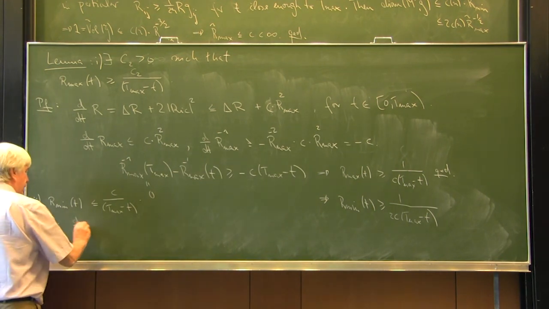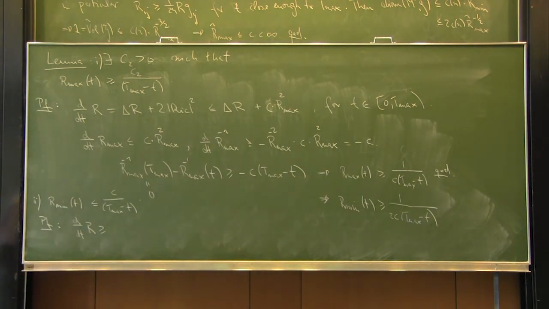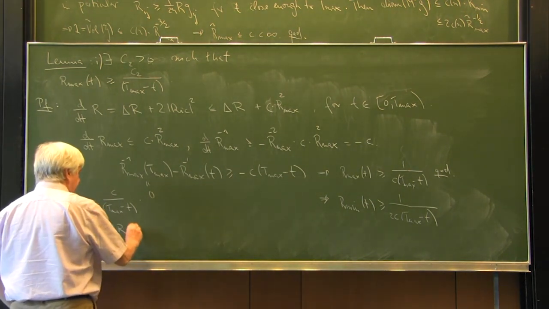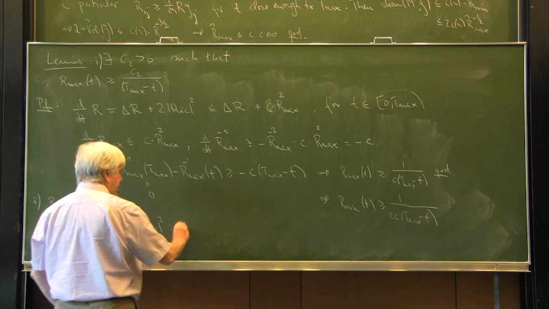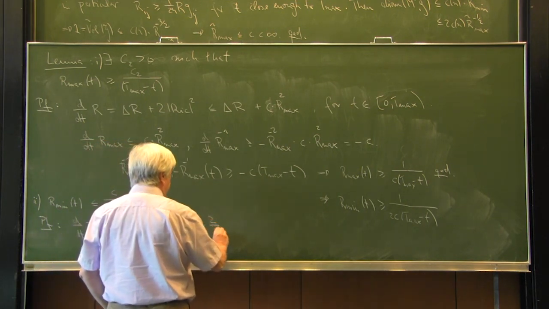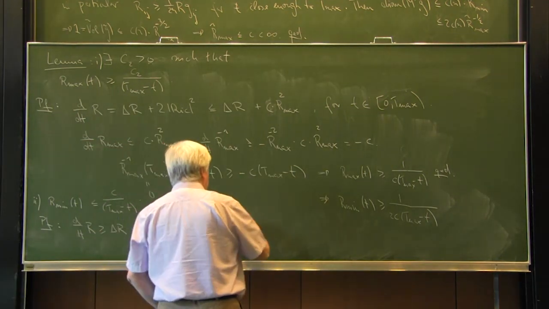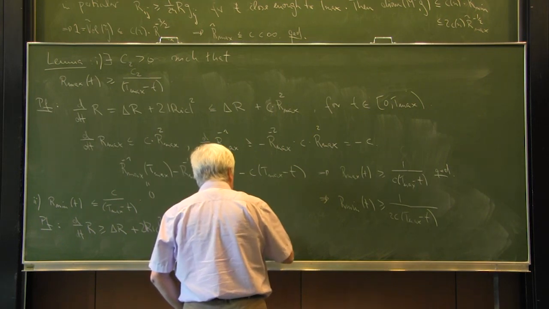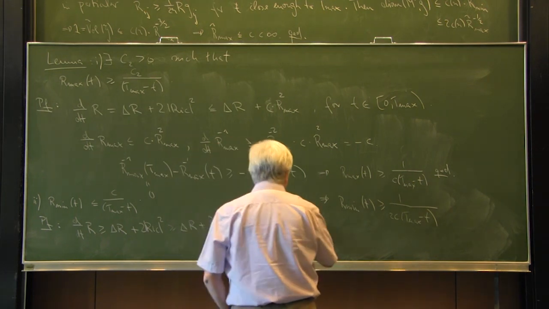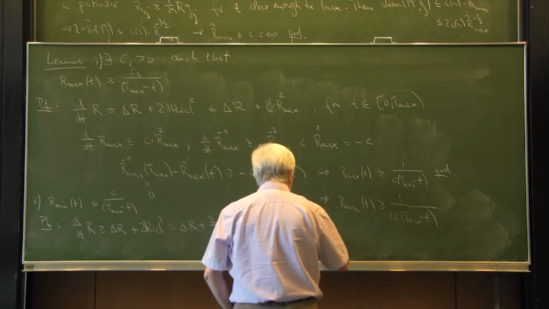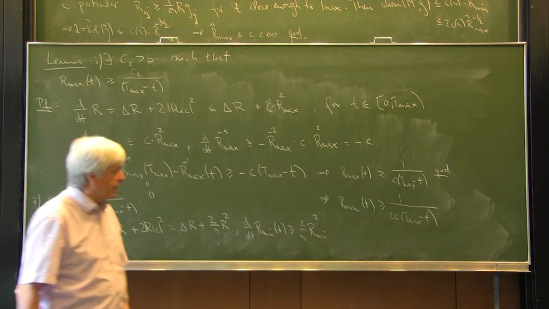You do d/dt of R. Now, instead of estimating from above, you get d/dt of R is bigger than the Laplacian of R plus 2 Ricci squared. And Ricci squared is bigger than 2 over n times the scalar curvature squared. So you get that d/dt of R min of T is bigger than 2 over n of R min squared. Actually, we did this already in the first lecture.